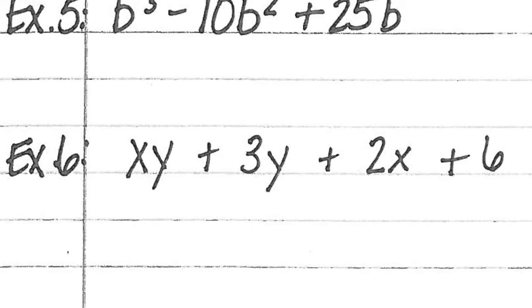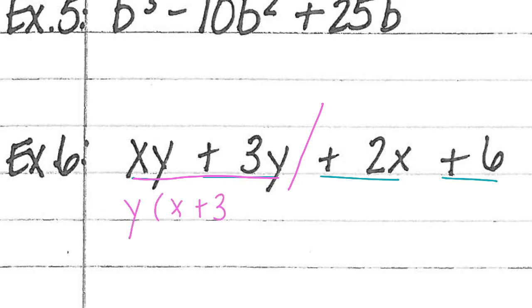On example 6, the first thing I'm going to do is I have 1, 2, 3, 4 terms. I'm going to cut them in half. So I'm going to look at these right here and take out the GCF. Notice I can take out a y, and I have x plus 3 left over. We're always going to take the sign here, whether it's a negative or a positive. If it's a negative, we have to factor it out, but in this case it's a positive. In between 2x and 6, I can take out that positive 2, and I have x plus 3 left over.